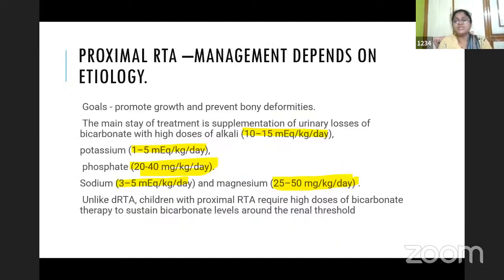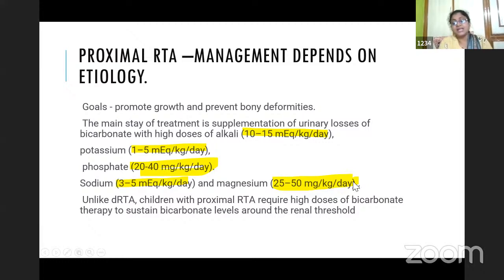Here my goal is to promote growth as well as prevent the bony deformities. As I have already told you, here we need large doses of bicarbonate, and it's very difficult to correct also in these patients. But the dose is 10 to 15 milliequivalents, whereas in distal RTA it is only 1 to 2 milliequivalents per kg per day. And the potassium supplementation here is 1 to 5 milliequivalents per kg per day. Phosphate is 20 to 40, and sodium is 3 to 5, and magnesium is 25 to 50 milligrams per kg per day.